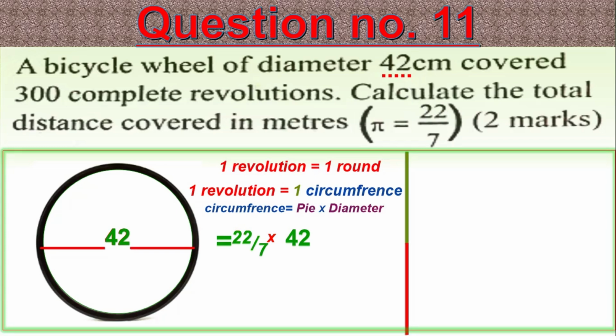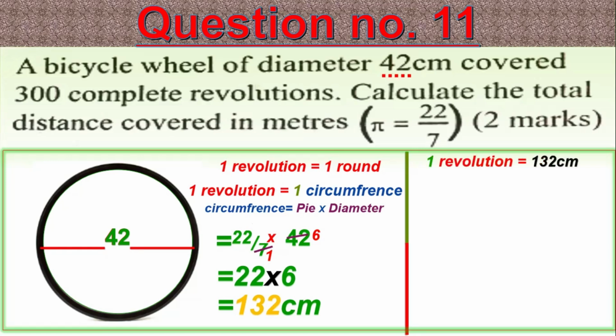So here we want 22 over 7 times 42. Remember, this is the pi and this is the diameter. So 7 into 7, 1; 7 into 42, 6. Then you say 22 times 6, which is 132 centimeters. Don't write 132 centimeters squared. This is not area. This is perimeter. It's going around that shape, the circumference. That is one dimension, 132 centimeters. Then one revolution equals 132 centimeters.